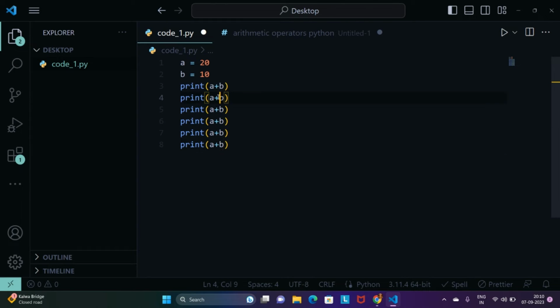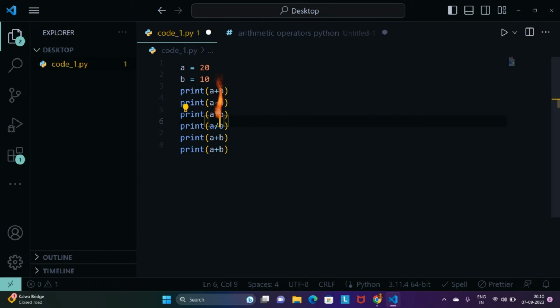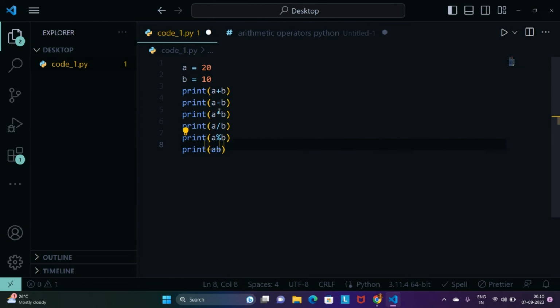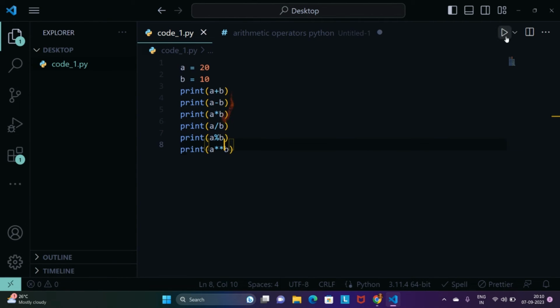So we will change the sign. A plus B, A minus B, A into B, A divided by B, A mod B and A exponent B. So we will try to run this program.